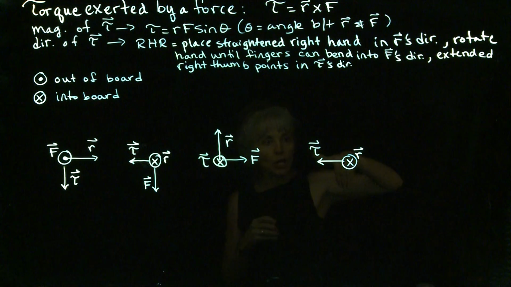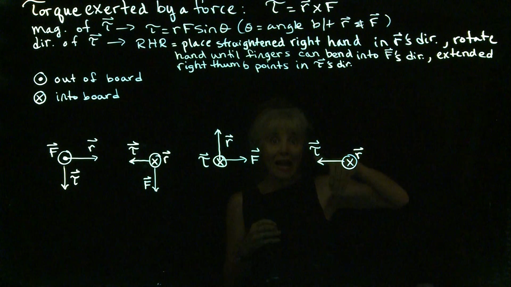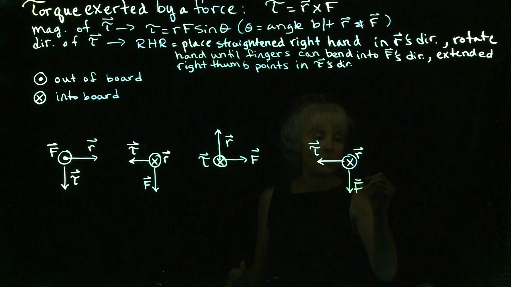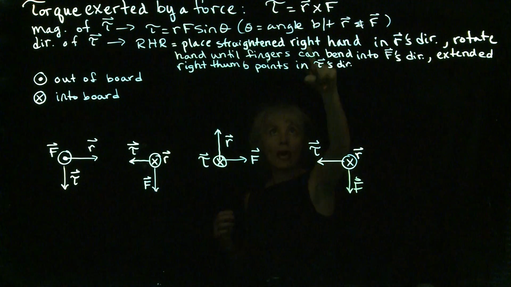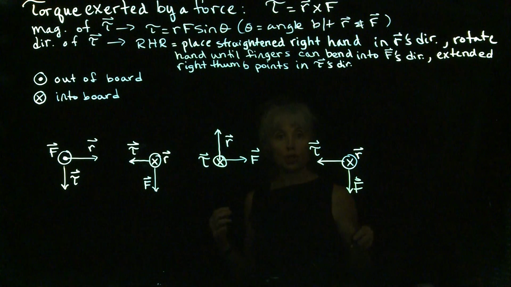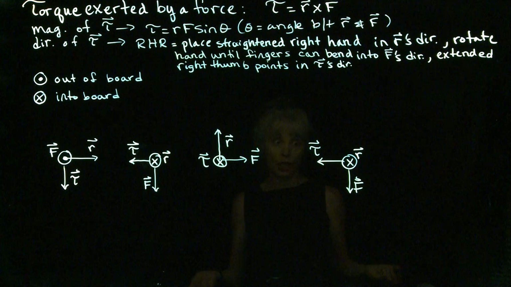So you can see that knowing the direction of r and knowing the direction of the torque, I can find the direction of the force that yields that torque, and that is down. So I don't have to be given r and F necessarily. I just need to be given two of those three, and I can find the direction of the third.